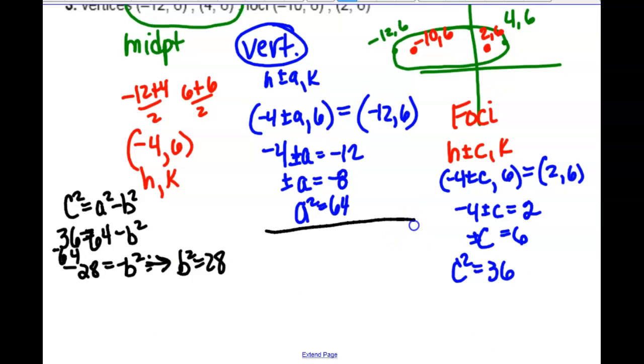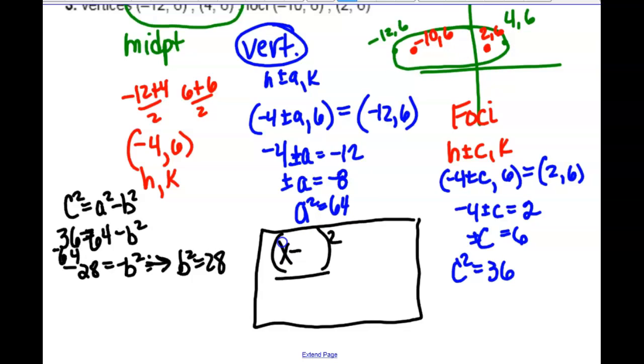So can anybody put together the equation? Which way is it going? Horizontally. So the equation on my paper says x minus h squared over a squared plus y minus k squared over b squared equals 1. Well, what's h? So that one's going to be plus 4, and the y is minus 6. a squared is 64, and b squared is 28. Okay, that was kind of painful.